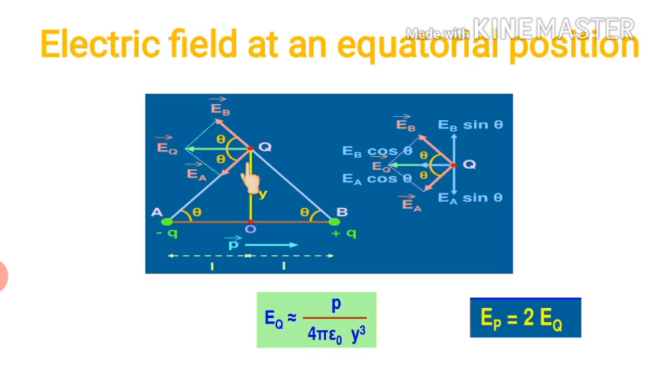Now at point Q, EB is the electric field produced due to plus Q charge, so its direction will be away from the charge. EA is the electric field produced at point Q due to this negative charge, so its direction will be towards this charge. It means two electric fields are acting at point Q, one in this direction, the other one in this direction. Electric field is vector, so we need to resolve them. How we can resolve them?